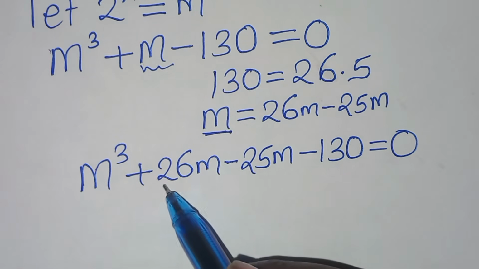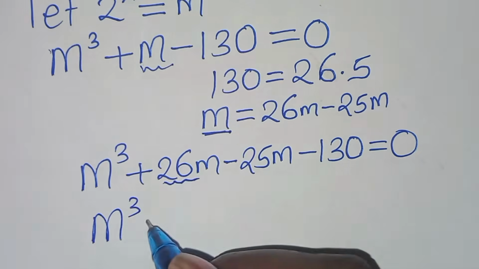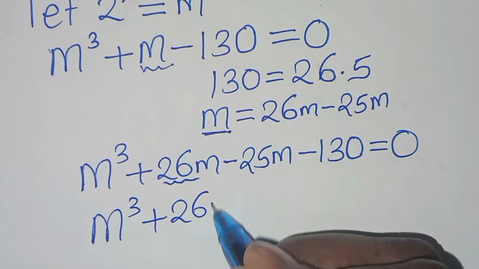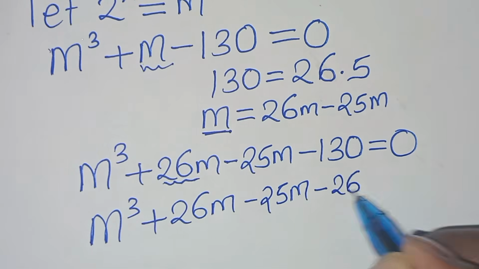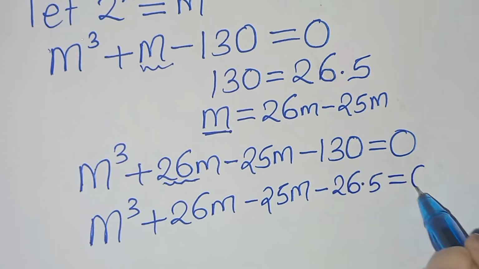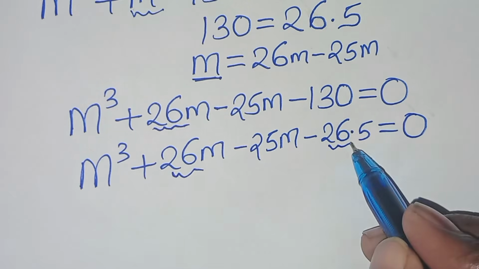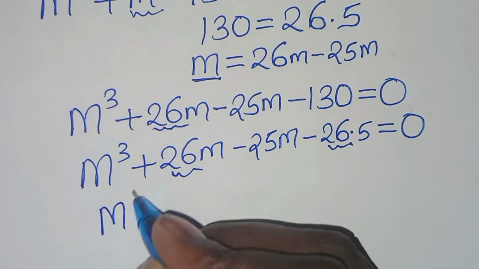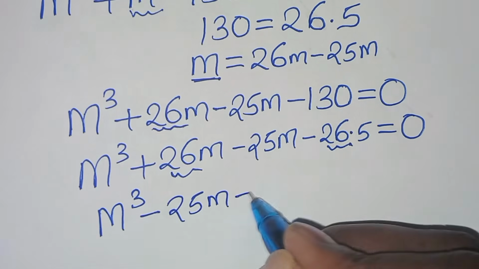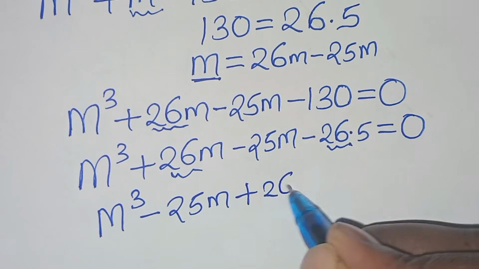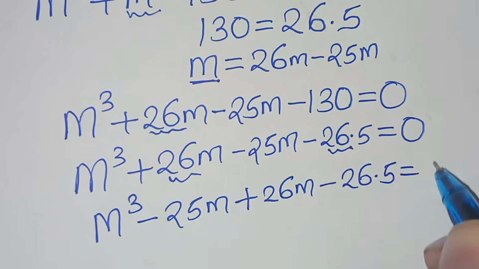From here, we have 26 here. We can express 130 as 26 times 5. So subtract 26 times 5. This is equal to 0. We have 26 here and we have 26 here. So we can express this as m to the power 3 subtract 25m here, then plus 26m, then subtract 26 times 5. This is equal to 0.